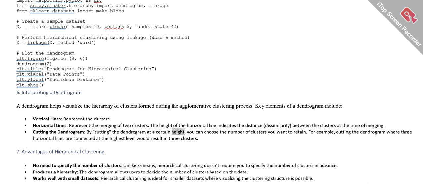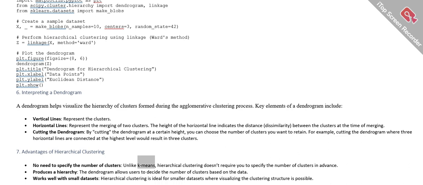Cutting the dendrogram. By cutting the dendrogram at a certain height, you can choose the number of clusters you want to retain. For example, cutting the dendrogram where 3 horizontal lines are connected at the highest level would result in 3 clusters. 7. Advantages of hierarchical clustering.